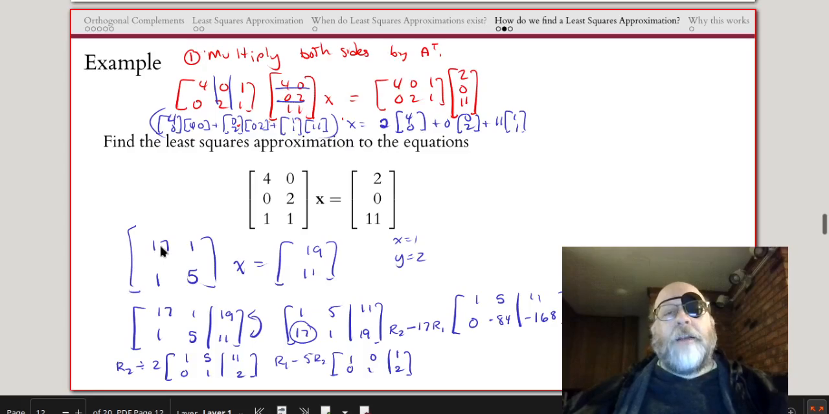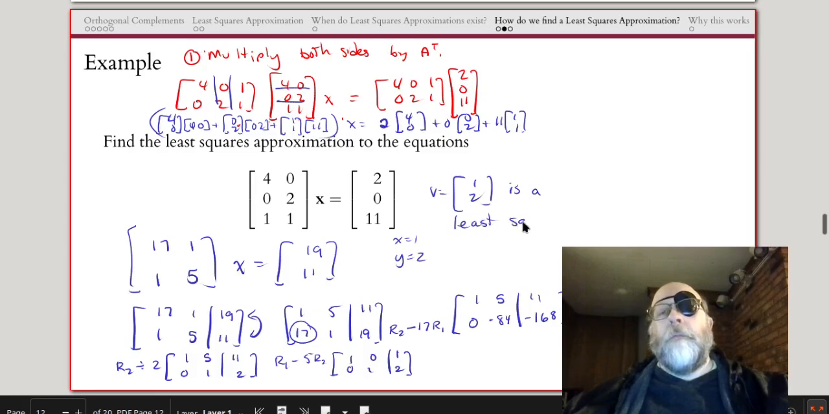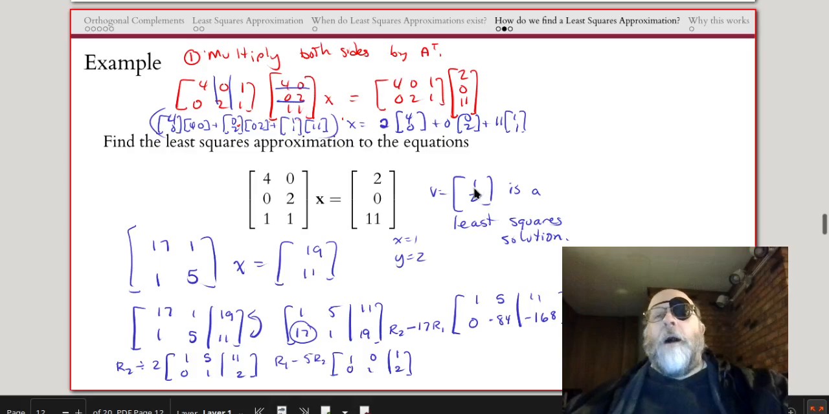And we can check that. 17 plus 2 equals 19. 1 plus 10 equals 11. And so the vector (1, 2) is a least squares solution. Of all possible vectors, it does not solve the original system exactly, but it produces the smallest amount of error possible.